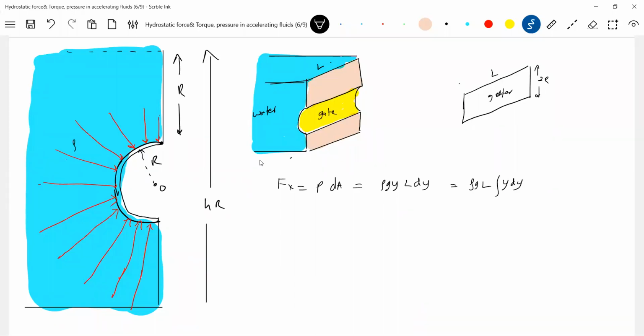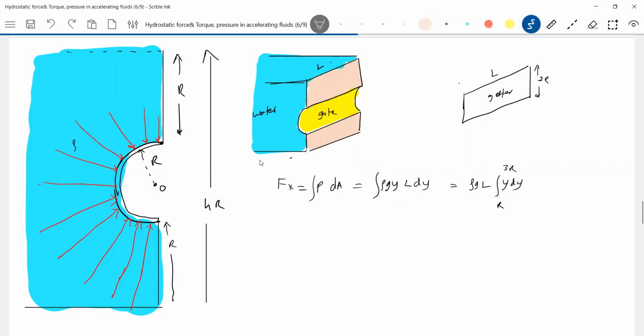From where to where should we integrate? I think from R to 3R. Limits, okay. But sir, this is semicircular, so it's like a cylindrical surface. How much will it be? What is the area of the cylindrical surface? Anybody? 2 pi R L is the surface area, no?